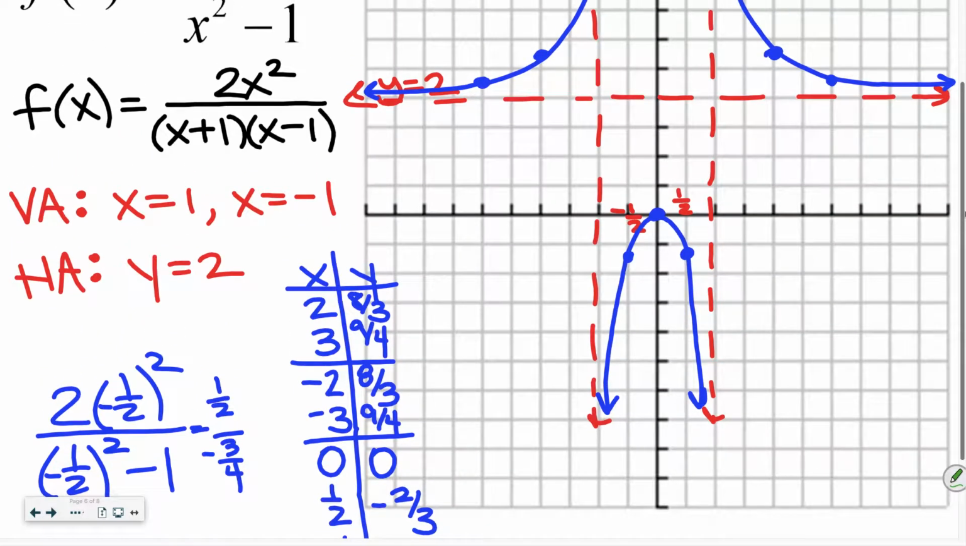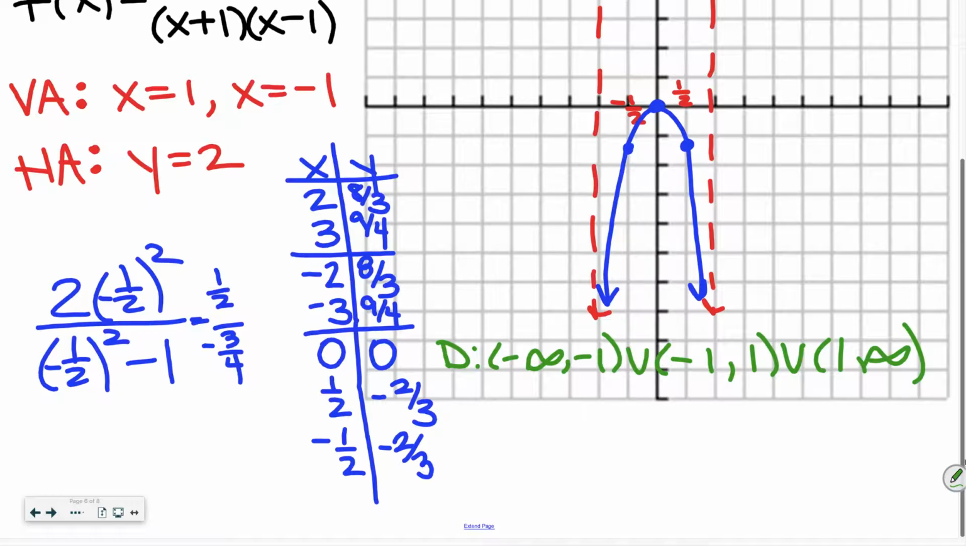Our domain, we are going to need to exclude -1 and +1. So we would write it like that: everything before -1, everything in between -1 and 1, and everything after +1. Is that better? Can you see that better?